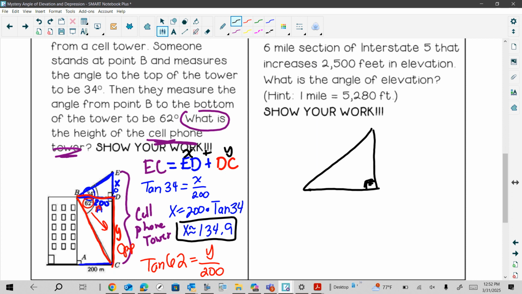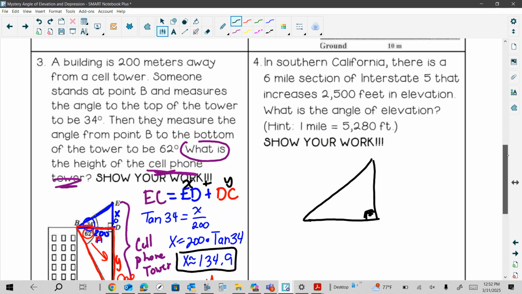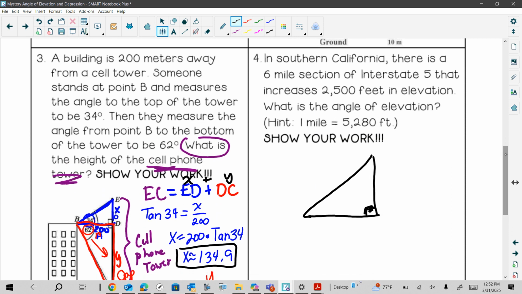So basically, there's a 6 mile section of Interstate 5 that increases 2,500 feet of elevation. That would be here. What is the angle of elevation? The angle is always created with the horizontal line. I know some of you just lost that because you're not paying attention. I'm not just writing stuff, I'm telling you so you have the understanding.